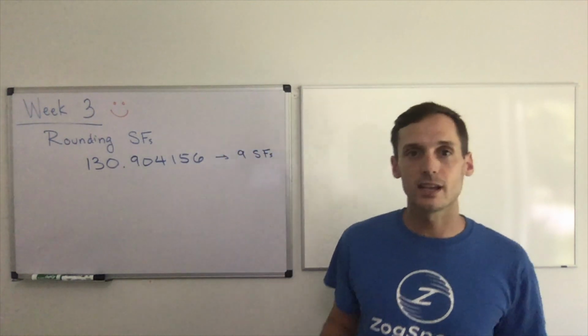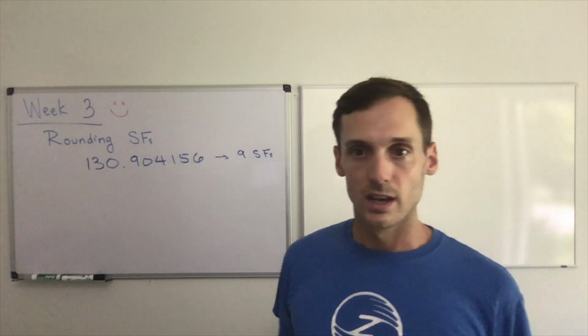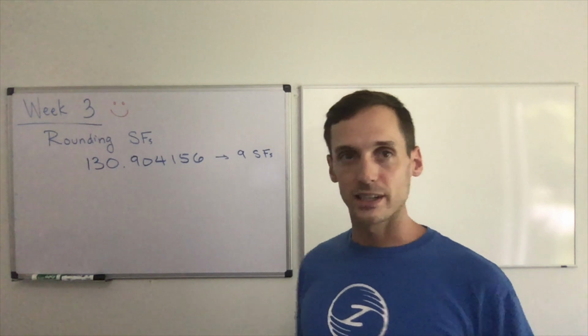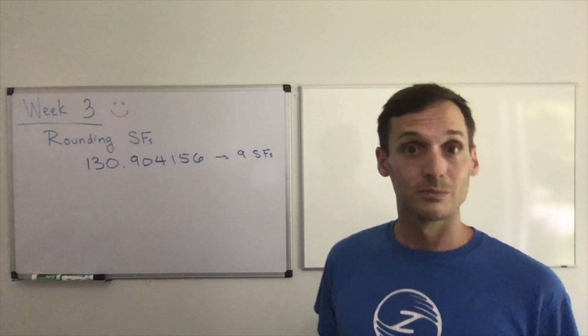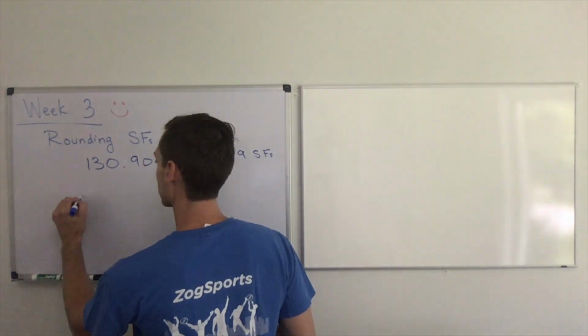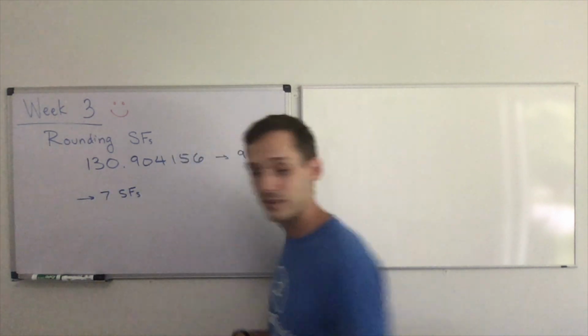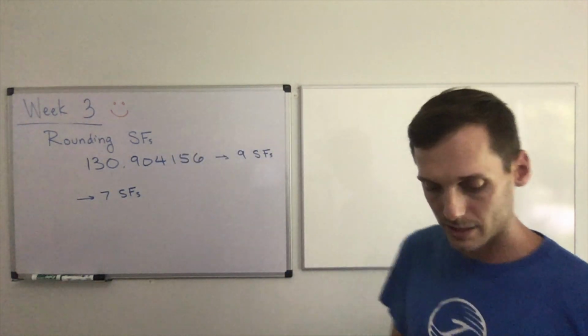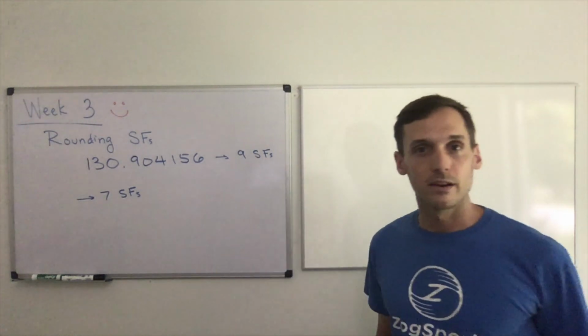But then let's just say that we're not allowed to have 9 sig figs because the rules for calculations with sig figs tells us you can actually only have 7 sig figs. So we're going to have to round this to 7 significant figures. Okay, so let's see how we do that. We have 9, we can only be allowed 7.